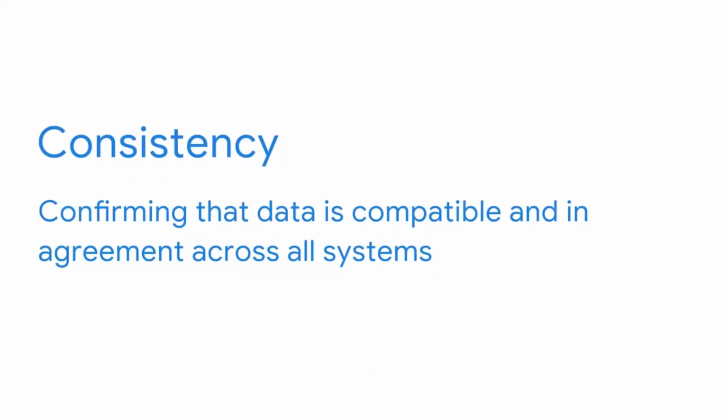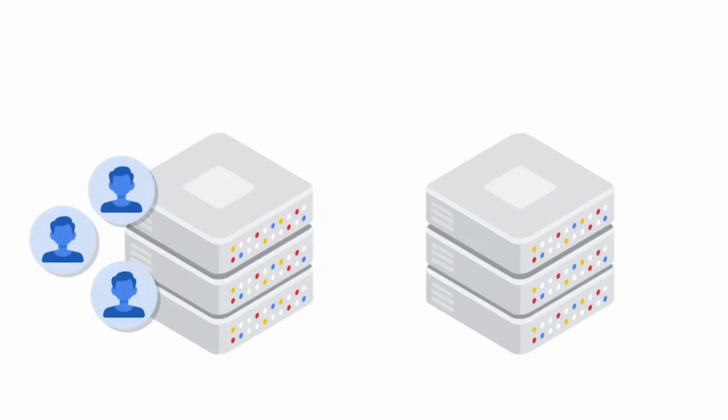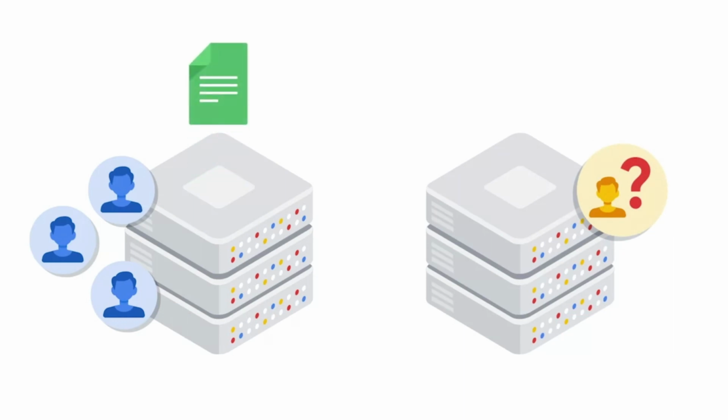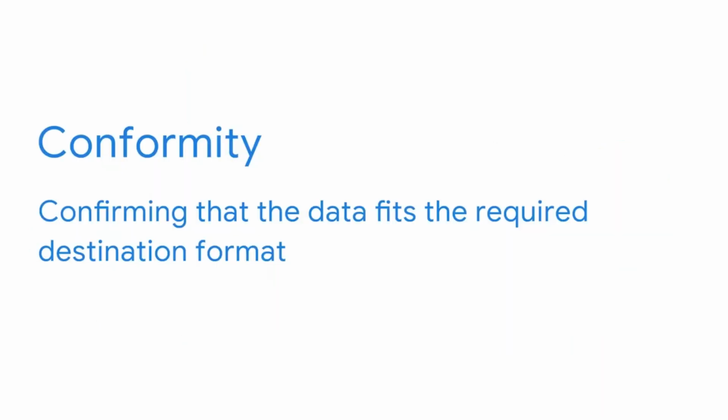Next, we have consistency. You might have learned that, in a data analytics context, consistency deals with the degree to which data is repeatable from different points of entry or collection. In BI, it's a bit different. Here, consistency involves confirming that data is compatible and in agreement across all systems. Imagine 2 systems. One is an HR database with employee data, and the other is a payroll system. If the HR database lists an employee who either isn't in the payroll system or is listed differently there, that inconsistency could create problems.